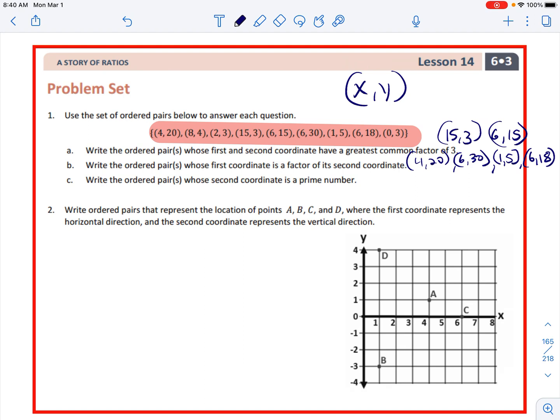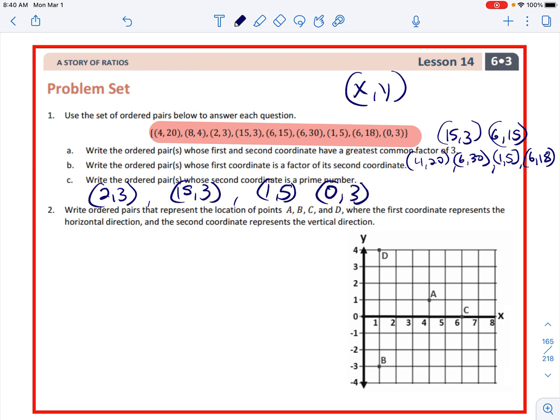Letter C says, write the ordered pair whose second coordinate is a prime number. A prime number is a number that can only be divided by 1 and itself. So this would be 2 and 3, 15 and 3, 1 and 5, and 0 and 3.